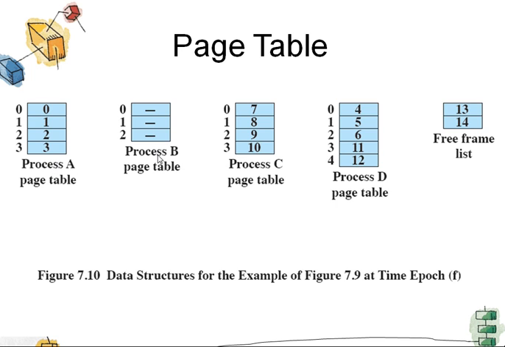Then for process B, since process B has finished its execution, no memory frames are allocated to process B. Look at process C, it is occupying frame numbers 7, 8, 9 and 10. And process D, again 4, 5, 6, 11 and 12. And there we have a free frame list for checking whether free frames are available for the next process. To keep track of free frames, we have another list called the free frame list.